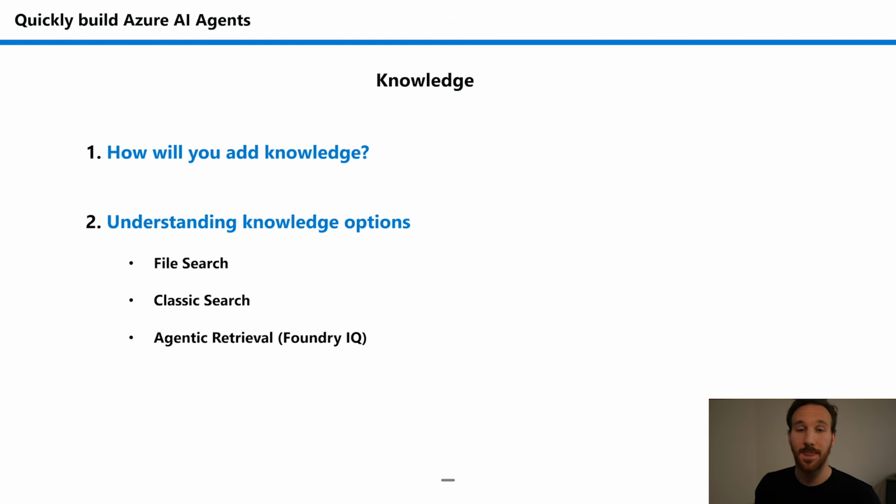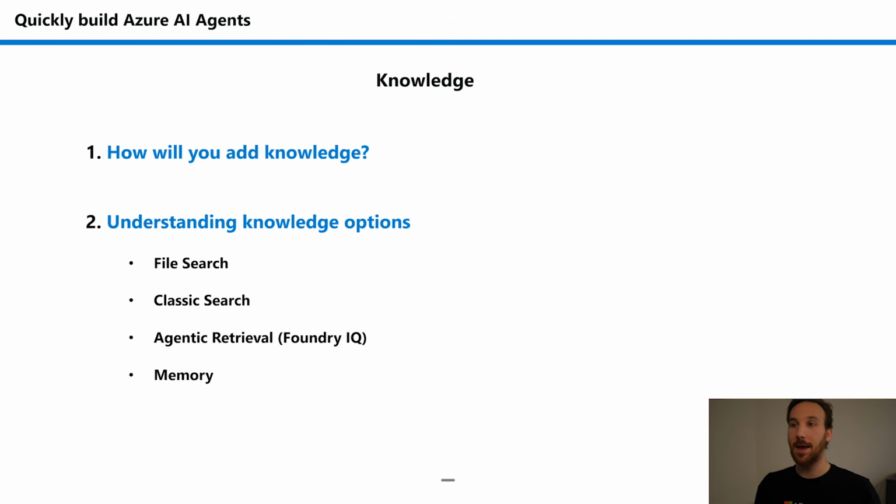Agentic retrieval is the newer version of how information can be gathered from multiple data sources, and you can even use a large language model to determine how to query information across multiple knowledge sources to give the best type of answers back to your agent as quickly as possible. This is also called Foundry IQ, if you've heard or seen that term before.